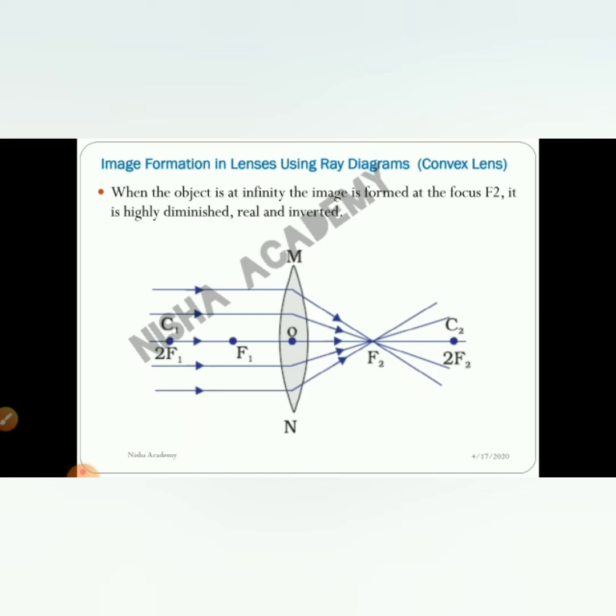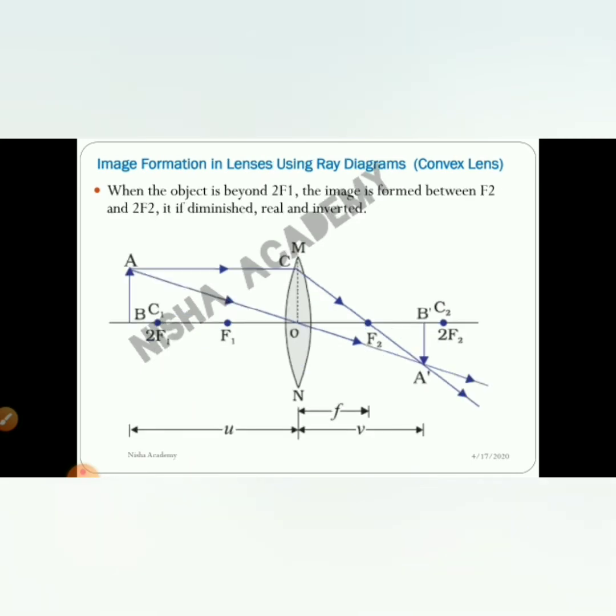Let us consider the second figure. Here we have placed the object AB. You can see on the left hand side of the lens, the object AB is placed beyond 2 times f1. Now what is 2 times f1? It is the center of curvature. So here the object is placed between infinity and the center of curvature.